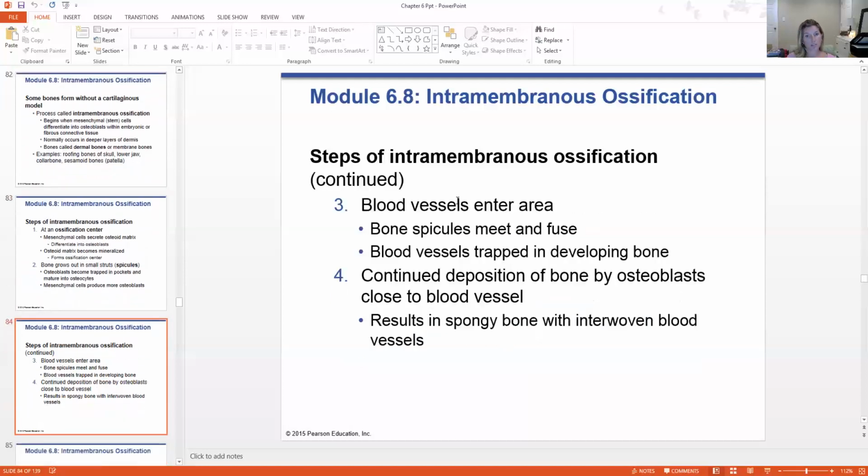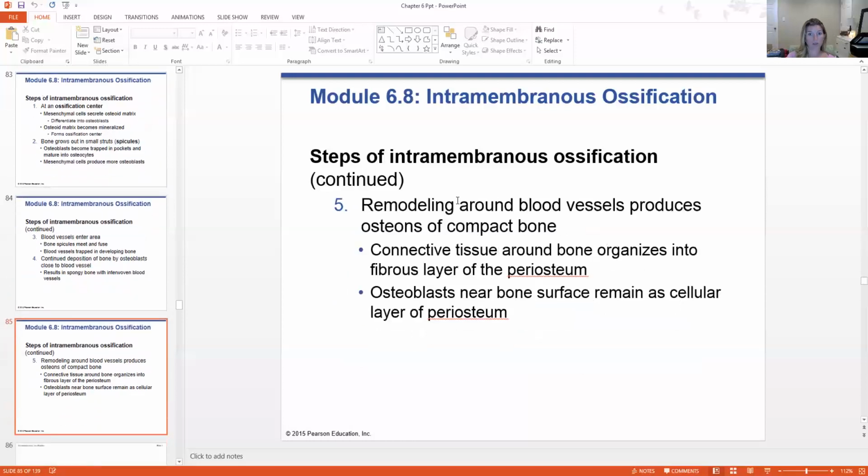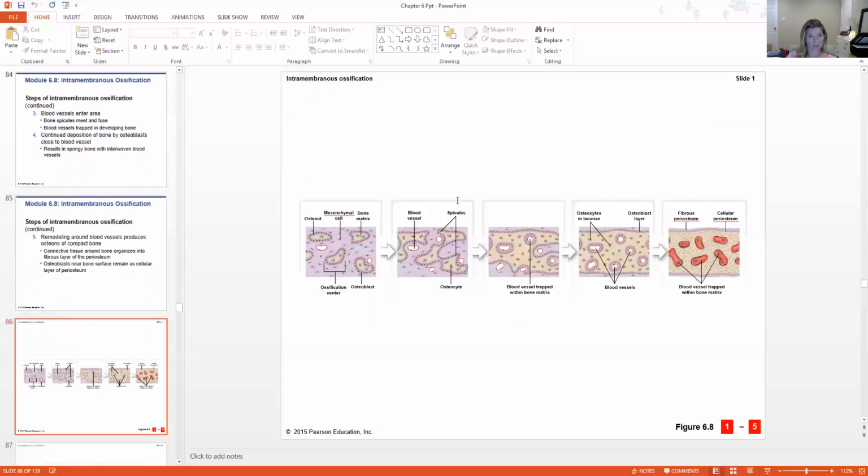Blood vessels come into the area. Those bone spicules start meeting and fusing and getting bigger and stronger, and the continuous deposition of bone by osteoblasts will result in a spongy bone with interwoven blood vessels. Then there's remodeling that will occur to produce the osteons of the compact bone. Connective tissue forms the periosteum, and the osteoblasts will remain as that cellular layer of the periosteum.